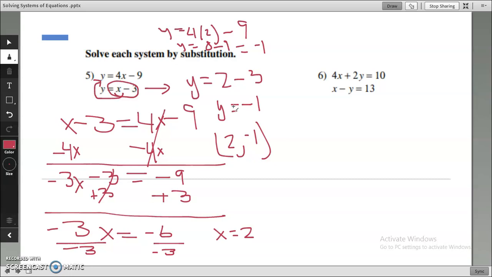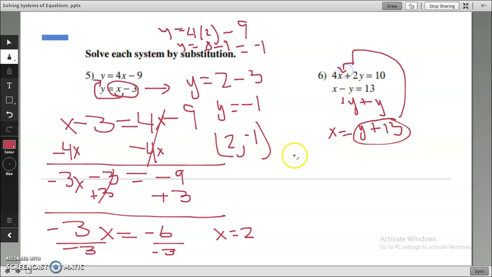The next one, it says to solve by substitution. I can't do it the way it is because it's not in the form of x is equal to something or y is equal to something. Remember, you do not have to follow that, but for this purpose, I will. So I'm going to add this y to the other side, and I have x equals y plus 13. So now I can take everything that I have here and plug it in for my x values. My x value is right here.